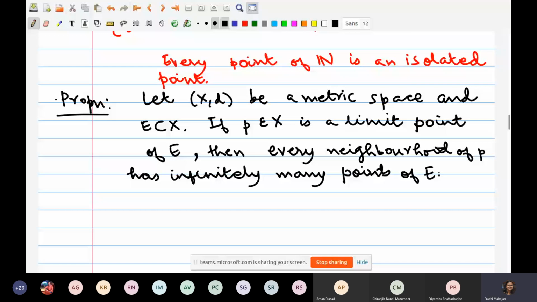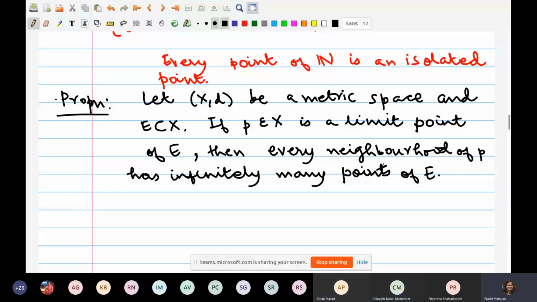Not just one. The definition says that if P is a limit point of E, then every neighborhood of P contains at least one point of E different from the point P. It follows that, in fact, if P is a limit point of the set E, then every neighborhood of P contains infinitely many points of E, not just one. This is much, much stronger than what the definition says. We get it for free from the definition, is what this proposition is saying. Does everybody follow the content of the statement?